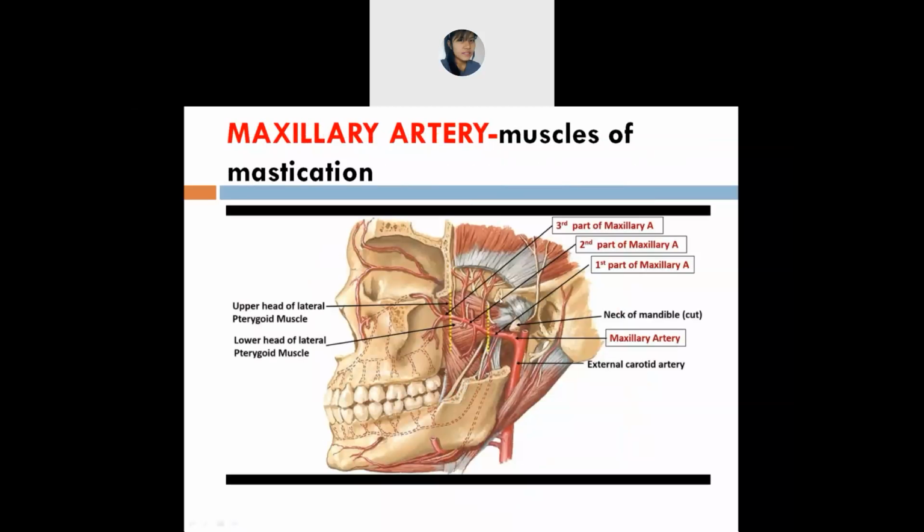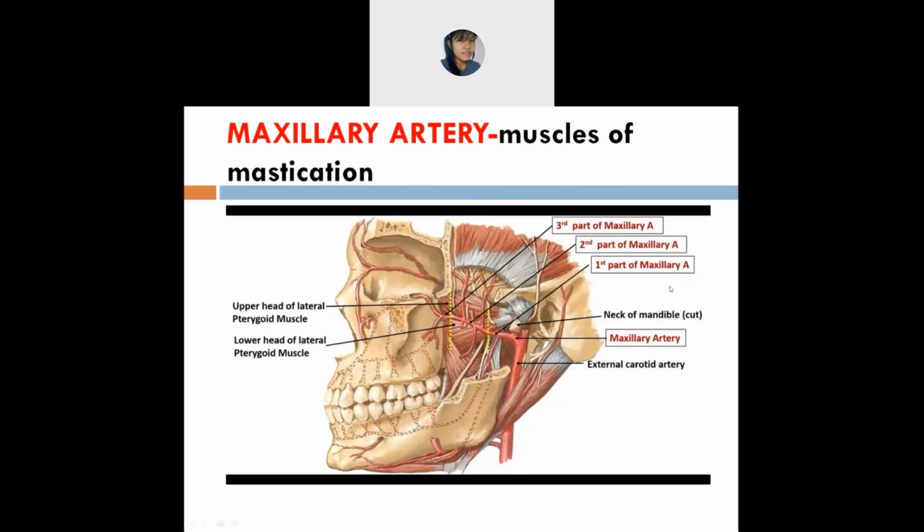Yes, ma'am. Okay, next is the maxillary artery. So where does the maxillary artery supply blood? In the muscles of mastication. So they supply blood to the muscles of mastication, the place where you can chew. It helps you in chewing, right? That is known as mastication. So it will supply all these areas, first, second, third part, all these are the maxillary artery.